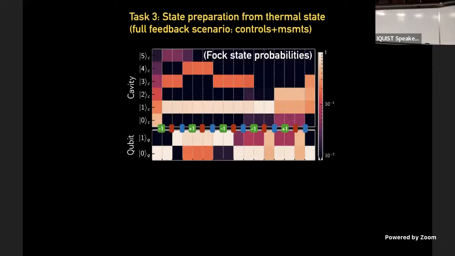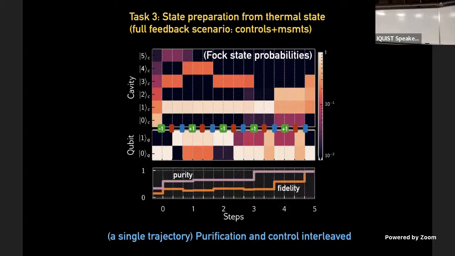And then you can also do state preparation in the presence of noise. So you start, say, with a thermal state and you want a particular superposition of Fock states. You can also do this. And there's an interesting observation that here, the attempt to purify the state and the controls that are necessary to produce a certain outcome state are interleaved by the strategy that is discovered by this approach.